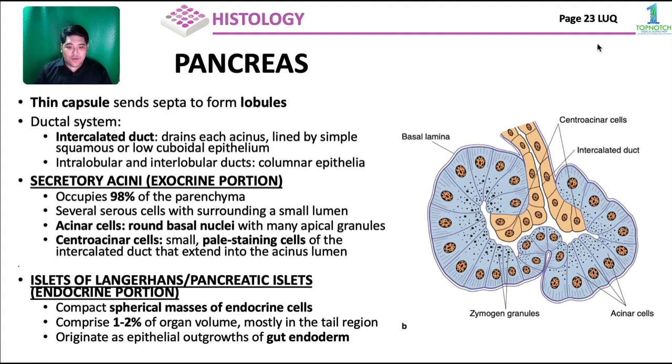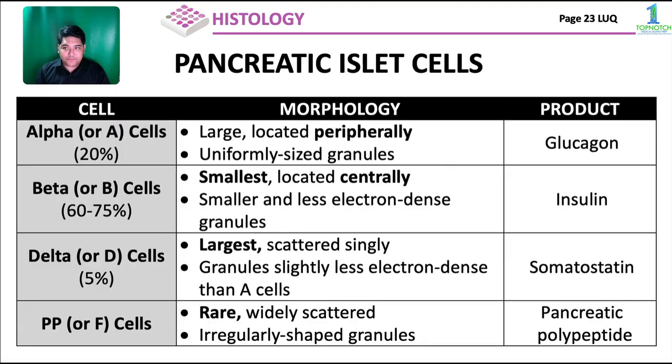Kasi yung acini nyo, your acinar cells, these are your secretory acini, the exocrine portion of the pancreas. Now, the pancreatic islets, they are masses of endocrine cells. And minute lang yung kanilang part of the organ volume, 1 to 2%. Mostly in the tail region, according to Junqueira. And originate as epithelial outgrowths of the gut endoderm.